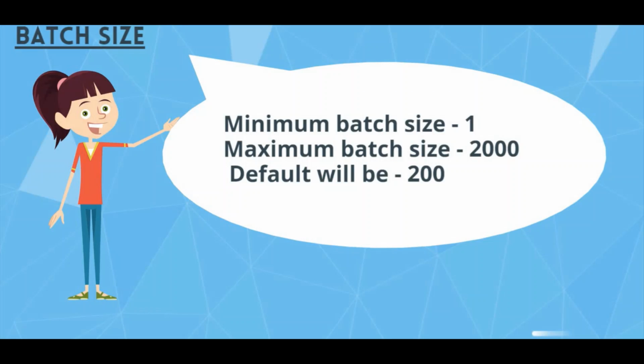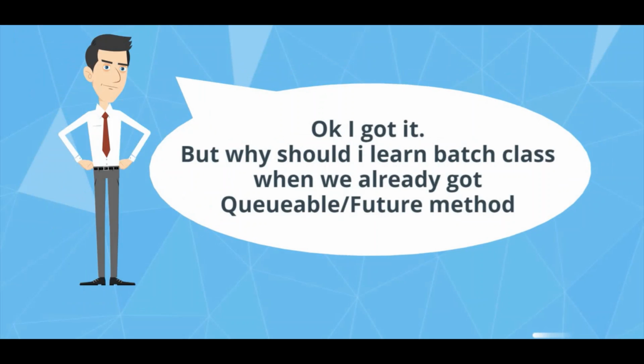So regarding the batch sizes, the minimum batch size is 1 and the maximum batch size will be 2000. If you don't provide the batch size in that particular calling, then the default will be 200.